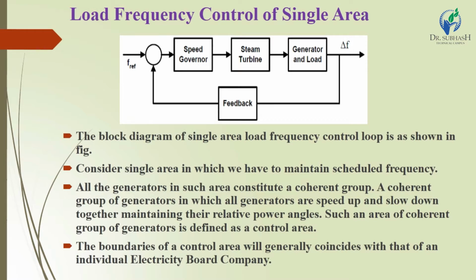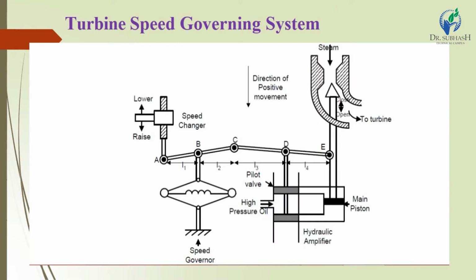Consider a single area in which we have to maintain the scheduled frequency. All the generators in such an area constitute a group. A coherent group is a group of generators in which all generators speed up and slow down together, maintaining their relative power angles. Such an area with a coherent group of generators is defined as a control area. The boundaries of the control area will generally coincide with that of an individual electricity board company.